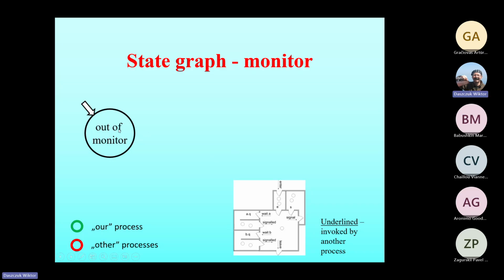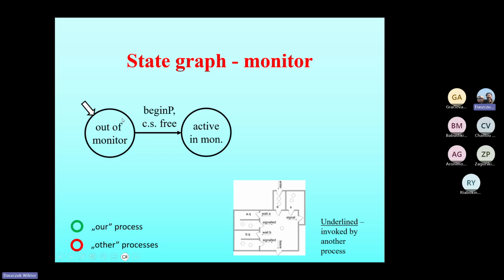Out of monitor means that we have a process that operates in external code to the monitor, and at some moment the process enters the method of the monitor, which is begin in our code with P. It is begin with closing the critical section of the monitor if it is free, and the process becomes active in monitor. Let's look how it happens.